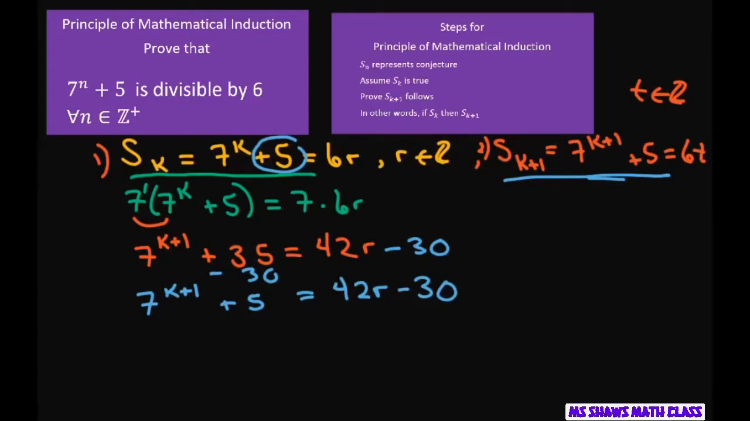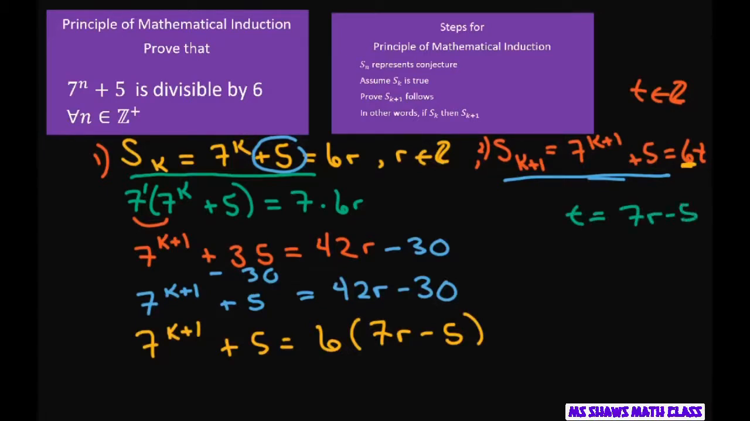So I'm going to write this down again. I want to factor out a 6. So factor out a 6, and you're going to get 7r minus 5. And we're going to let t equal 7r minus 5. Now you know why we switched up the r's and the t's here. So when I rewrite this, you get 7 to the k plus 1 plus 5 equals 6t. And it achieved our goal.